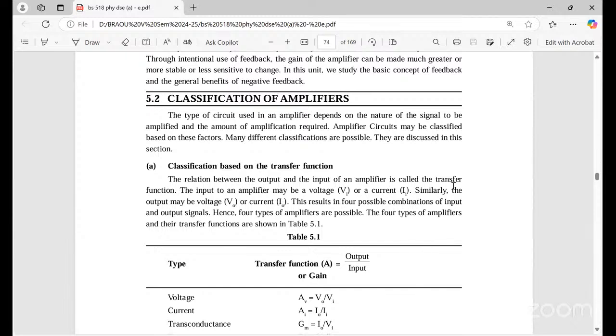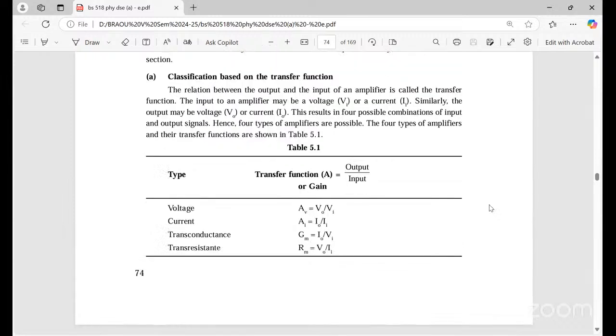Now, classification of amplifiers. The circuit used in an amplifier depends on the nature of the signal to be amplified and the amount of amplification, how much the signal is to be amplified. So the amplifier circuit may be classified based on these factors, and many different classifications are also possible. Classification based on the transfer function means the relation between the output and input of an amplifier, which is called the transfer function.